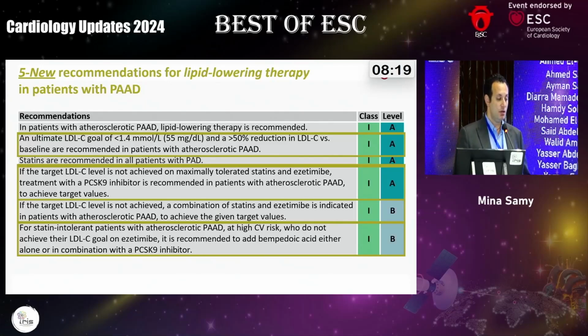The fifth message in these guidelines was regarding the other new recommendations. The last peripheral arterial disease guideline was in 2017, before the latest dyslipidemia guidelines. So the cutoffs were different, but all of us know that peripheral arterial disease is a very high-risk atherosclerotic cardiovascular disease event. So we should deal with it like coronary and other atherosclerotic cardiovascular disease. So the goal is less than 55, and we should use all the weapons available to reach this target, including the statins, the PCSK9 inhibitors, and also the newly added bempedoic acid.